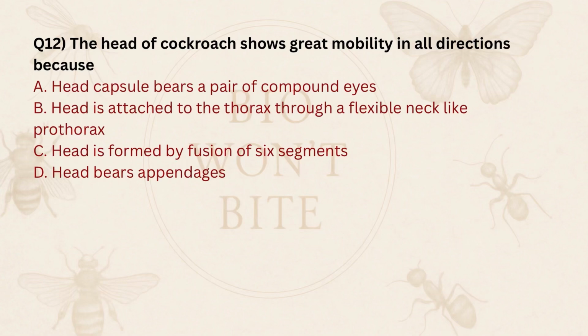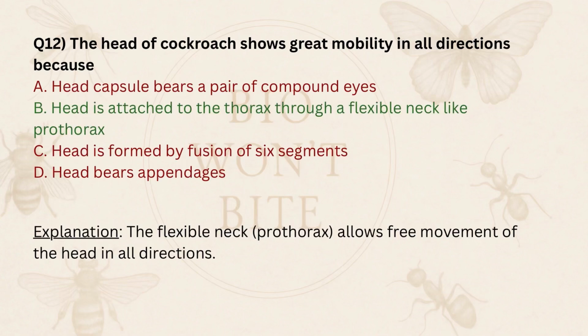Question 12. The head of cockroach shows great mobility in all directions because. Option B is the correct answer. Head is attached to the thorax through a flexible neck like prothorax. The head is connected to the thorax by a short flexible region. The flexible attachment allows the cockroach to move its head freely in many directions to locate food and sense the environment.